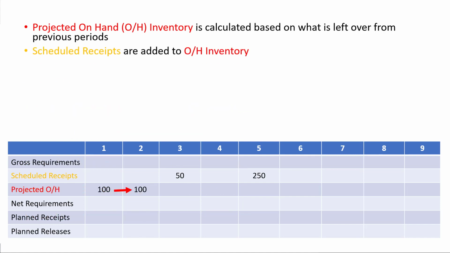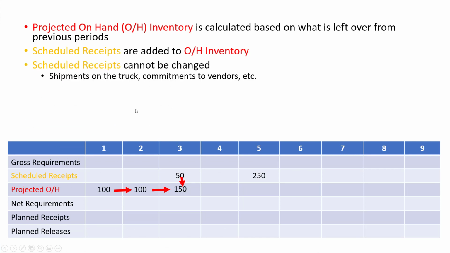Scheduled receipts are added to that on-hand inventory. Again, those are the commitments to vendors or shipments in progress. So you can see here we have 100 left over. We're going to move that forward because we're not consuming any. We move that forward and we add that 50. We drag that down. So we have a total of projected on hand of 150 in week 3. Scheduled receipts cannot be changed. Planned receipts are what we calculate. So we keep moving forward here. We have 400 on hand in week 4. So far, we don't have any requirements.